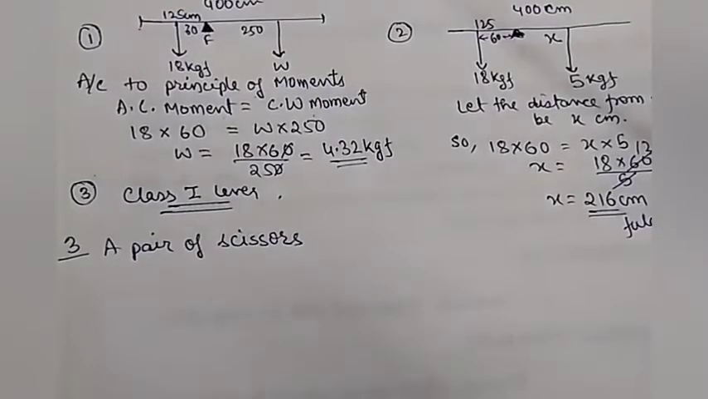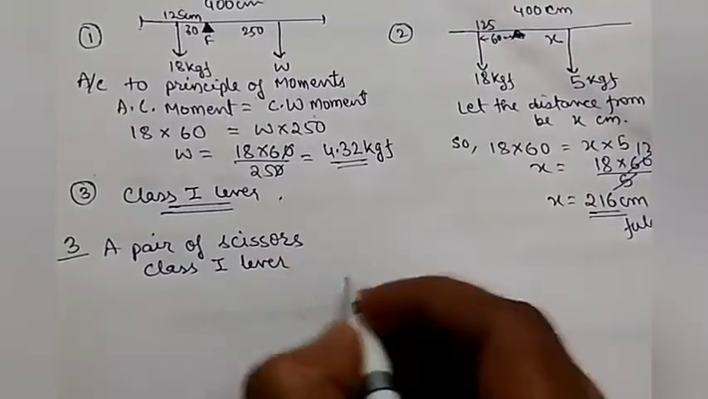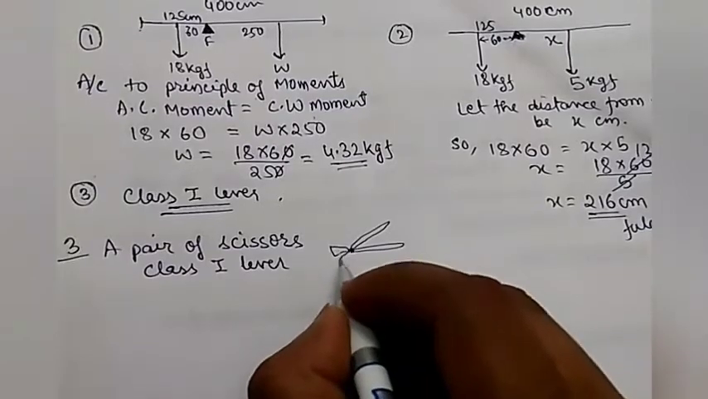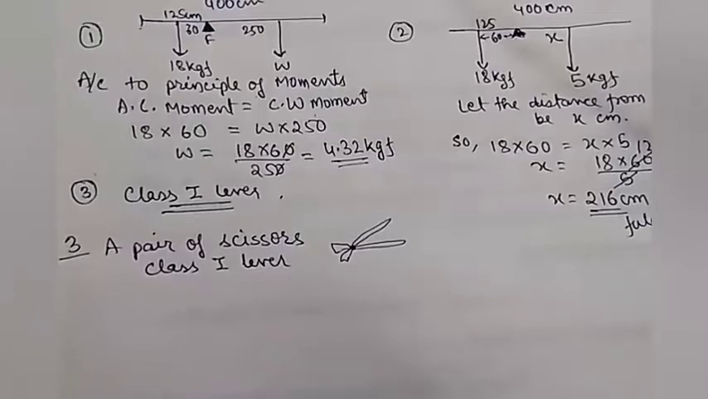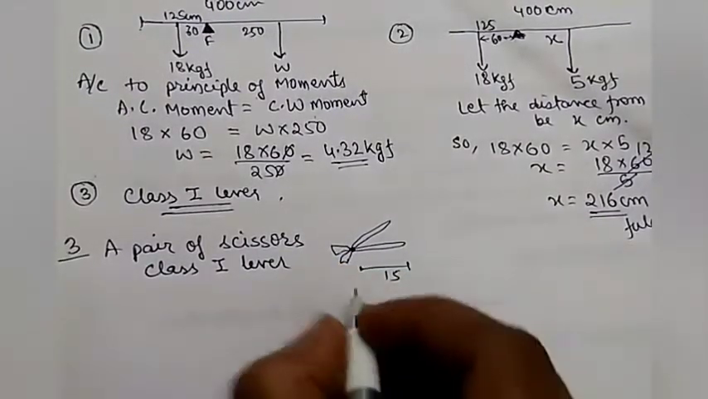A pair of scissors is a case of class 1 lever, because the fulcrum is in between. It is something like this. These are the blades and this is the handle. The question is saying blades are 15 centimeter long.